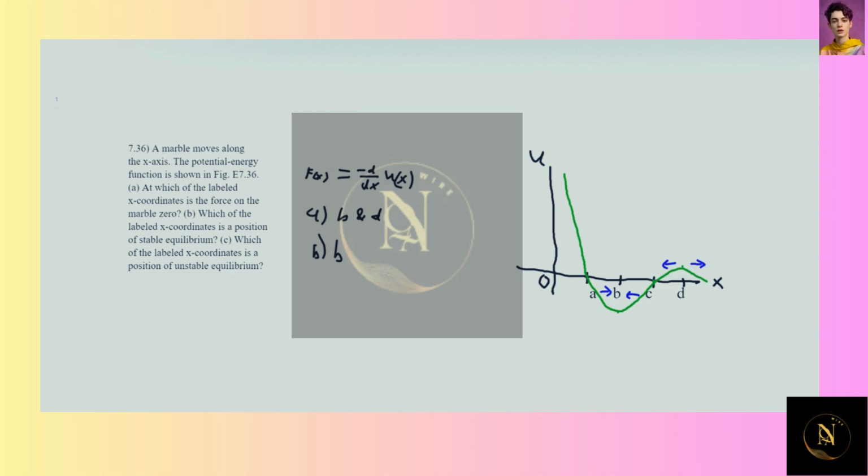Which of the labeled x-coordinates is a position of unstable equilibrium? So that's the same discussion I had before, and that's going to be at answer D.